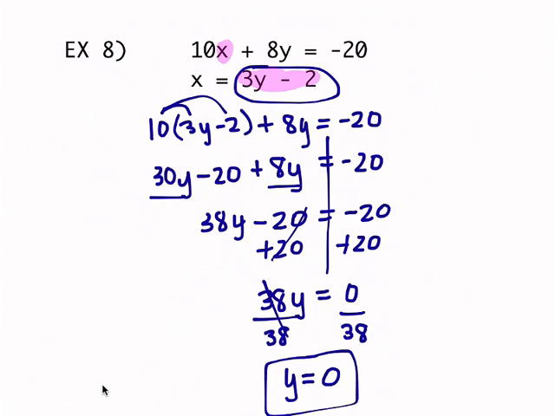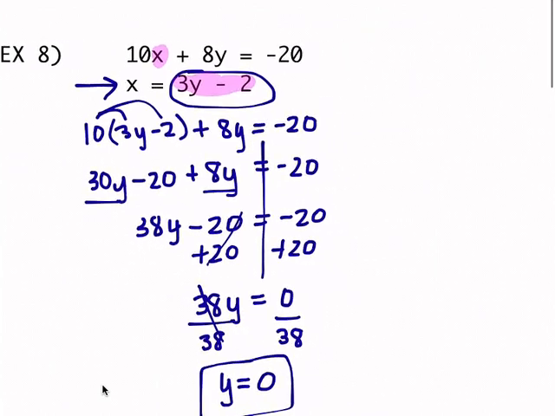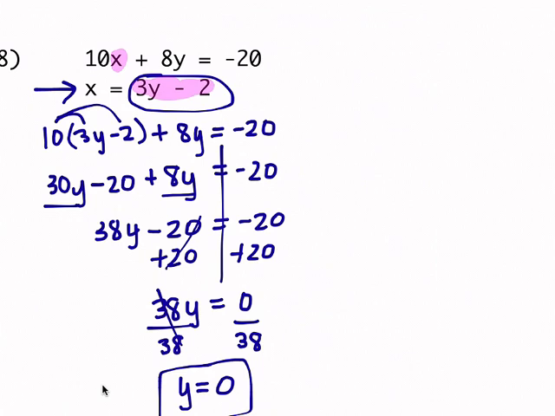All right. So now that I have y, I'm going to take out y and replace it with 0. And I want to use this second equation because it has the variable by itself. So I'm using x is equal to 3y minus 2. I'm going to take out y and replace it with 0. So I have x equals 3 times 0, minus 2.